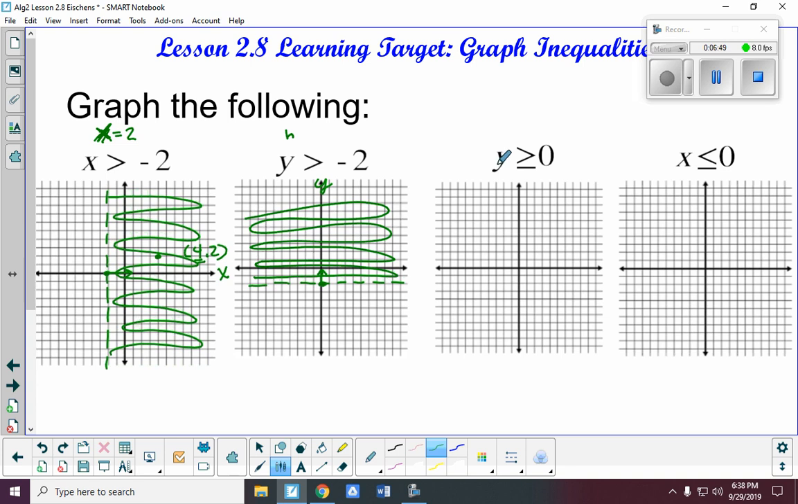This is a y greater than or equal to 0. So y is a horizontal. So on the y-axis, we go to 0, and we're going to draw a horizontal solid line because it says equal. And y is also greater, so we're going to shade everything above. And the last one, x, again, remember, that would be a vertical line. So on the x-axis, we go to 0, and we will make a solid vertical line through 0. And it says x is less than or equal to, so it's going to be everything on this side.